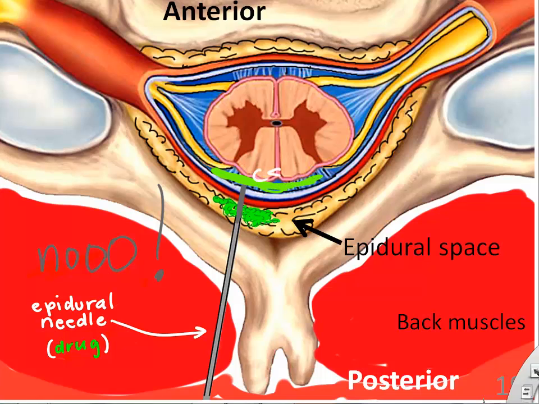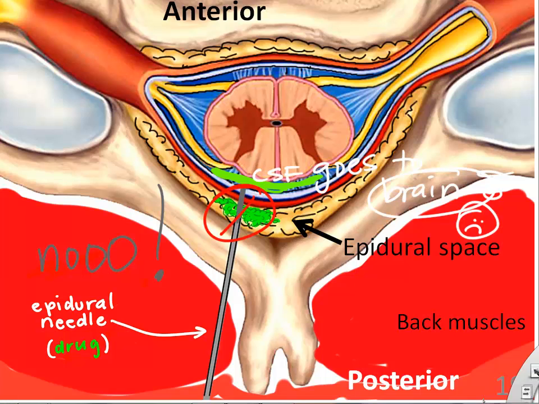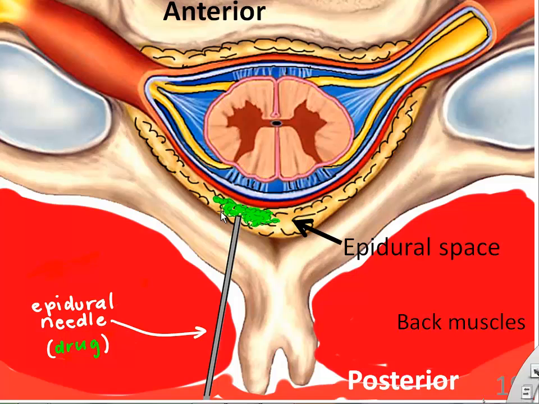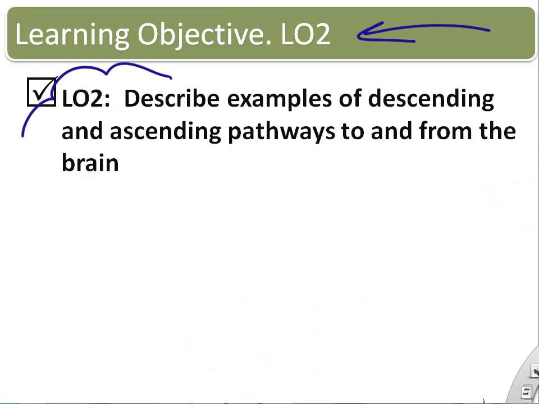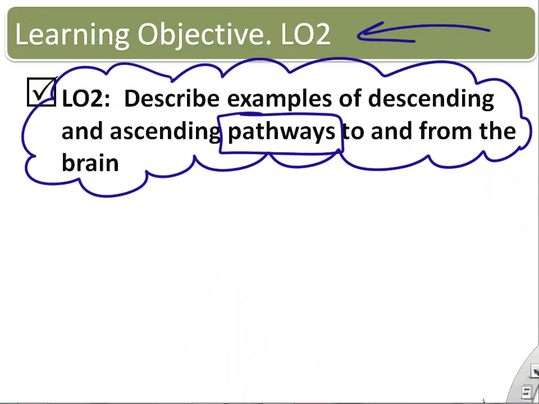You would not want to inject into the CSF, because then that drug would go up and down in your CSF, even to your brain, and so that wouldn't be so good. In lab, we'll talk about if you wanted to sample the CSF, then you would actually want to put that needle through the dura, through the arachnoid, and pull out a little bit of CSF.